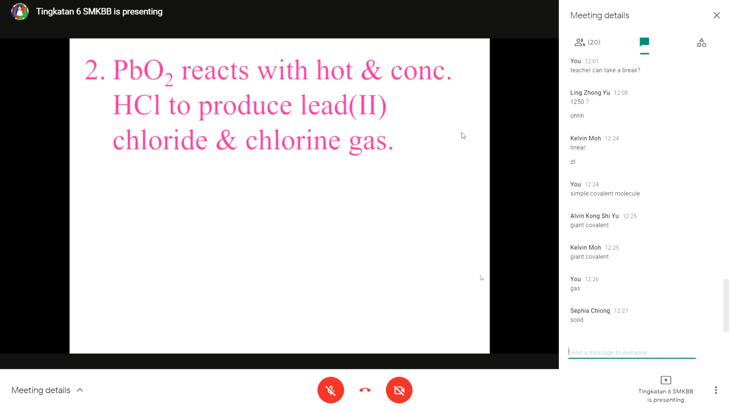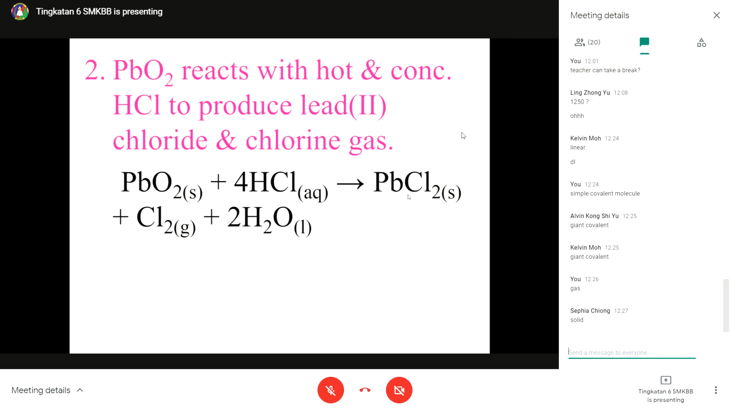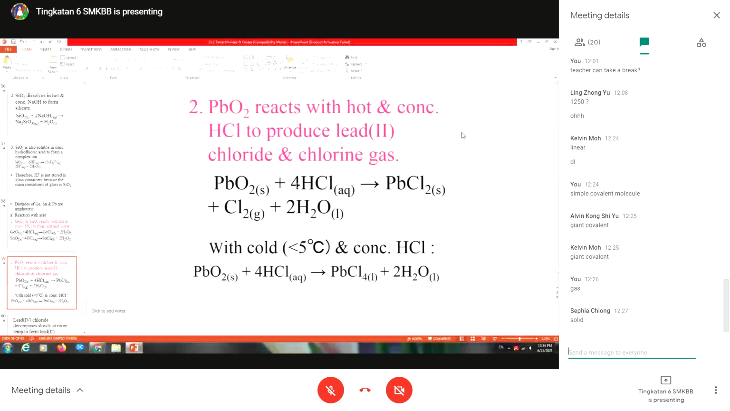Okay, and then the lead dioxide, or you could say lead(IV) oxide, also reacts with hot and concentrated hydrochloric acid, but the product is different. See that? All three of them can react with acid, but they will give you different products. So for this one, the products are lead(II) chloride and chlorine gas, and of course water. Sometimes you get confused. Now that is with hot acid. If your acid is cold, then you find that you are going to get PbCl4, sorry.